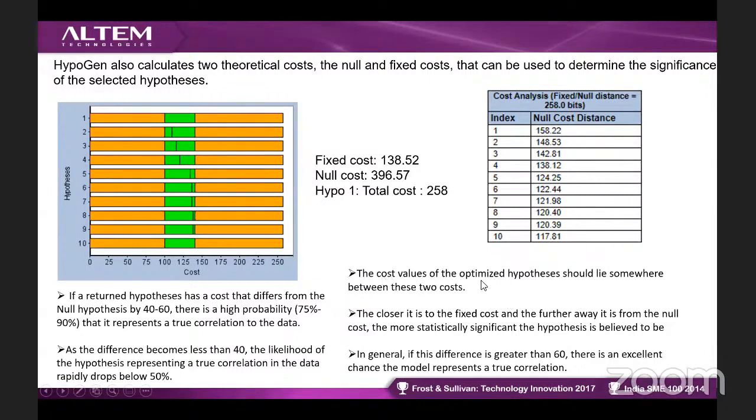Cost values for optimized hypotheses should lie somewhere between your two costs, closer to your fixed cost and away from the null cost. The more so, the more significant your pharmacophore is. If the difference between these costs is greater than 60, that is considered an excellent model for a true correlation. If it is between 40 and 60, there is a higher probability, 75% to 90%, to be accepted as a true correlation. As the difference becomes less than 40, the true correlation reduces rapidly, below 50%. So this is a very important parameter that we should analyze when you want to interpret your 3D QSAR pharmacophore.